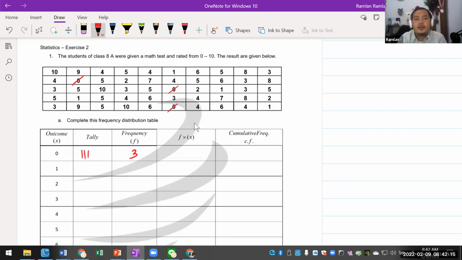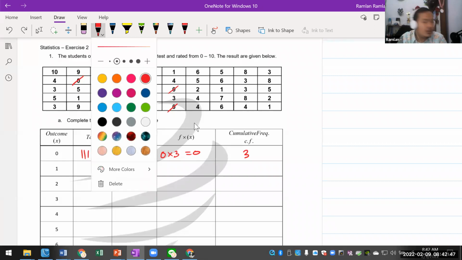Which means that the f of x is just multiplying this with this, right? So 0 times 3 is equal to 0. I need you to write down the calculation also, like 0 times 3 equals 0. And the cumulative frequency is just 3 because you get it from here. You can do this later. You can fill the tally and the frequency first, and after that fill in this one over here. Okay, so the next one is 1. I'm going to use another color maybe.